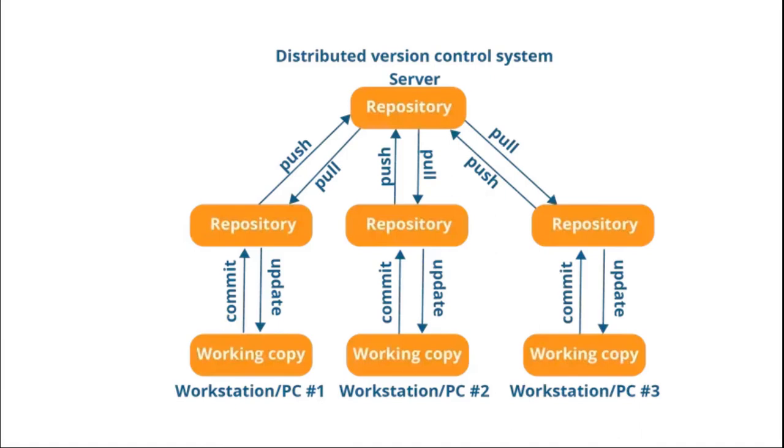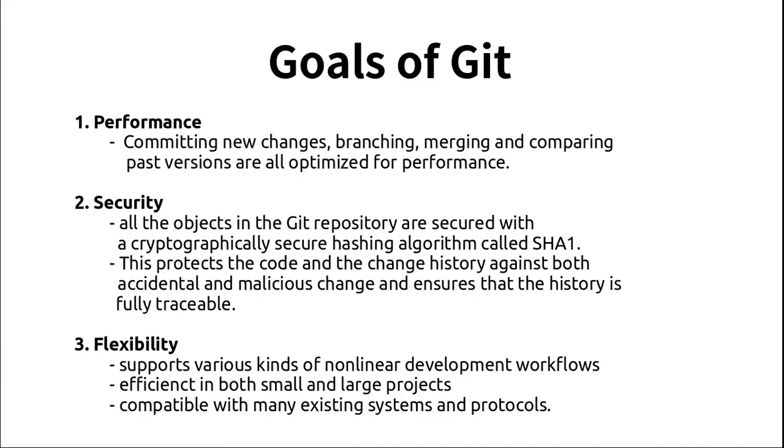So let's move on. Now, the goals of Git. What are the fundamental goals of Git which its developers are trying to achieve? The three goals are performance, security, and flexibility.